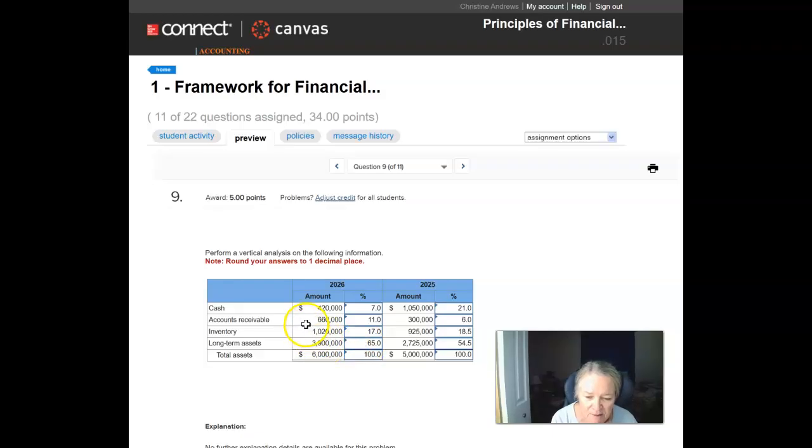You can see that accounts receivable went from 6% to 11%. That increased. You got to watch that number. Maybe sales went up a lot and it's still the same percentage of sales. Here's inventory, 18% to 17%, not very different. But long-term assets, 54% to 65%. Okay, that's a big change. So that is a vertical analysis.